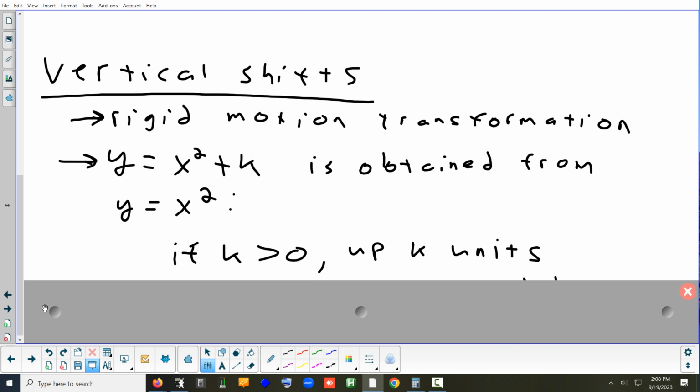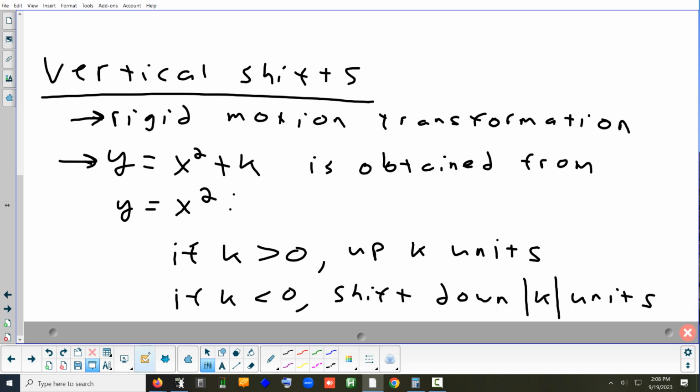So the idea you want to remember is that when you have x squared plus k, if k is greater than 0, it shifts it up. If k is less than 0, it shifts it down. Now, why did I do that? Shift down, absolute value of k units. Why didn't I just write shift down k units?